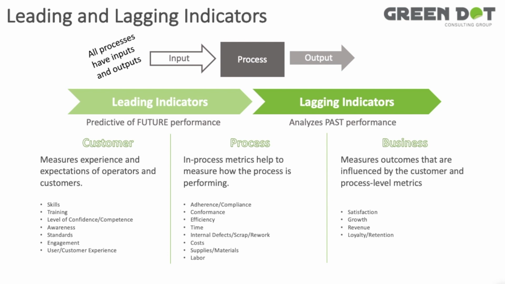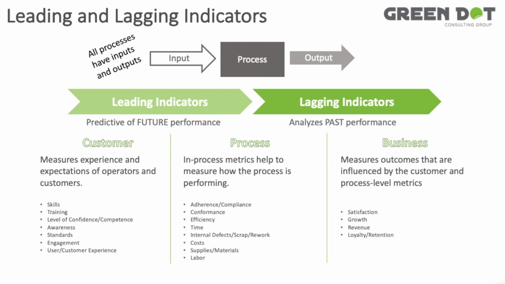When thinking about leading and lagging indicators, it's important to realize that data occurs at 3 different levels: the customer level, the process level, and the business level. Your customer level metrics are the first to respond. These metrics allow you to measure the experience and the expectations of your operators and customers. Some common data points that are measured here are level of awareness, level of confidence and competence in the process. What are the standards? What's the level of engagement? What is their experience? All of those things contribute to the ability to execute the process successfully.